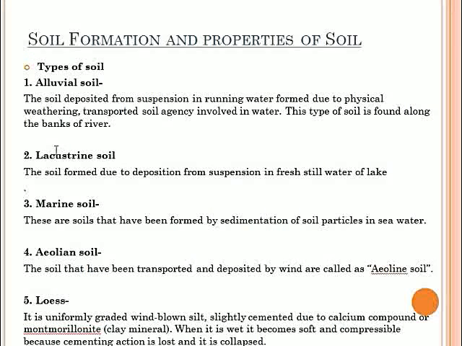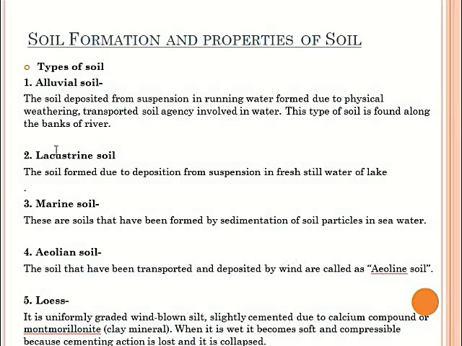The first type of soil is called alluvial soil. The soil deposited from suspension in running water, formed due to physical weathering, with water as the transporting agency. This type of soil is found along the banks of rivers. So basically, if the soil is formed due to the running of water, then that type of soil is called alluvial soil.